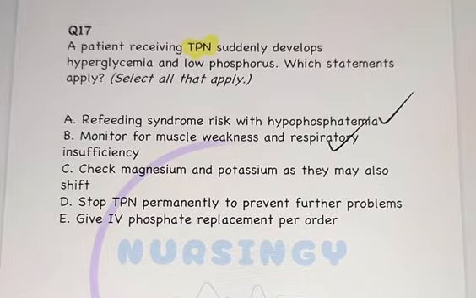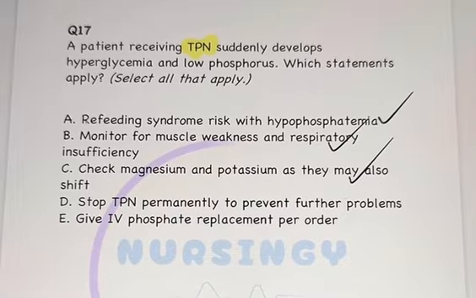Check magnesium and potassium as they may also shift low. Is it correct? C, yes. C is always yes, because intracellularly, especially with initiation of the feeding, these do change. And we always know when we have hyperglycemia and insulin release, we need potassium.